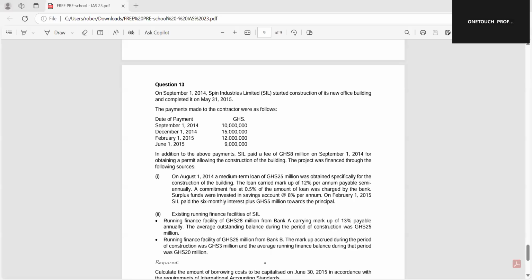The next payment is when? It was February 1st, 2015. The next payment was February 1st. You said it was February 1st, 2015? Yes, please. So that was how much? 12 million. Okay. So let's see, February, something.